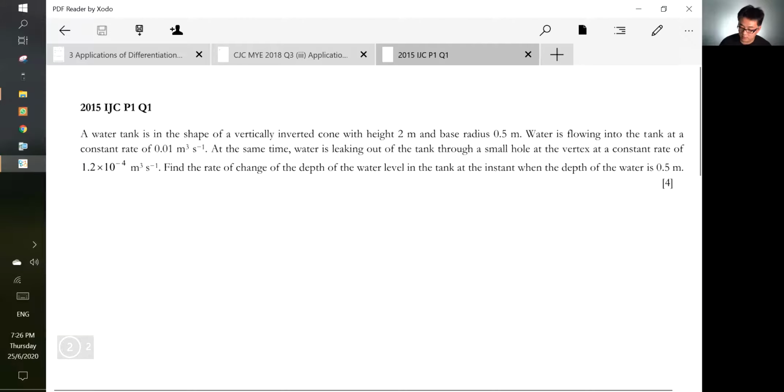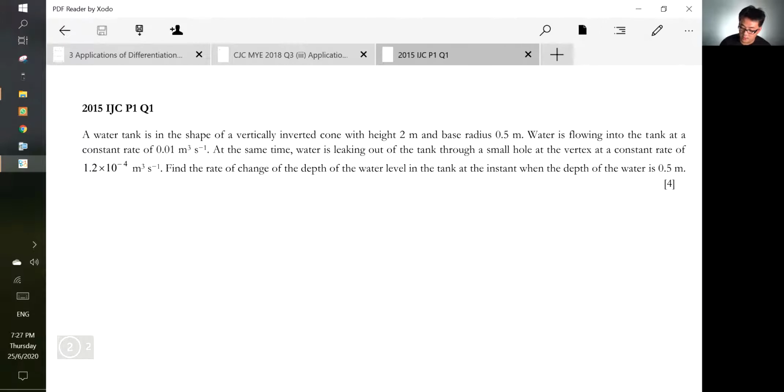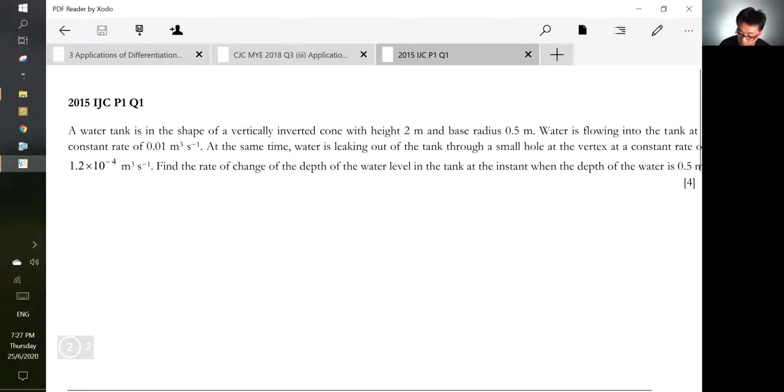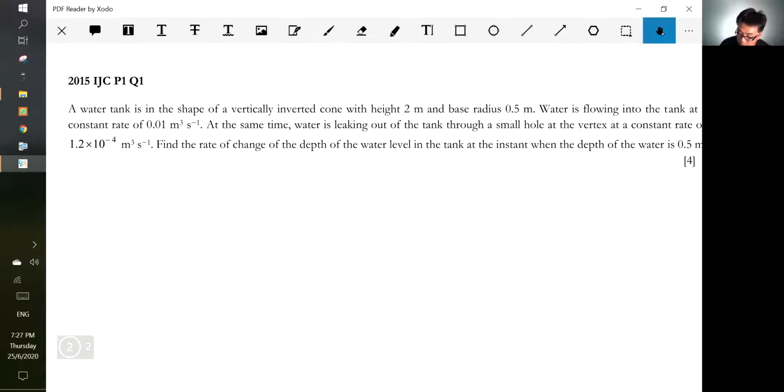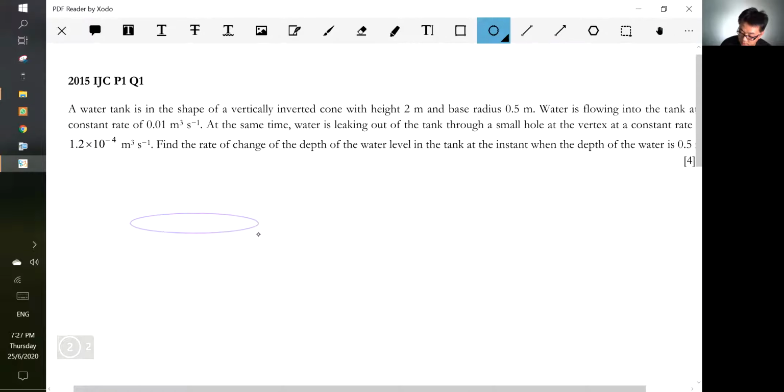So this question is 2015 IJC P1 question 1. A water tank is in the shape of a vertical inverted cone with a height of 2 meters and a base radius of 0.5. So it's vertically inverted.